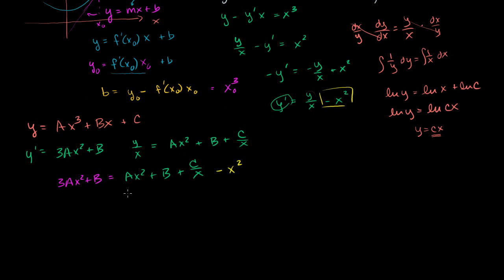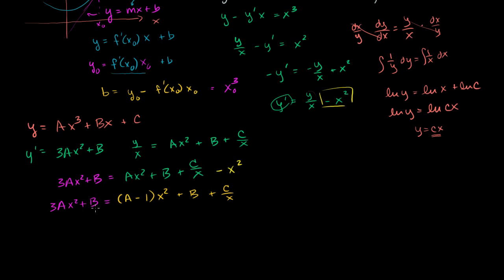If we wanted to solve this equation, we could combine the x squared terms. So let me write it this way. We have 3ax squared plus b is equal to, we have ax squared minus x squared. So that's equal to a minus 1 x squared, and then I have plus b plus c over x. So this is what the right-hand side simplifies to, and this is what the left-hand side is.